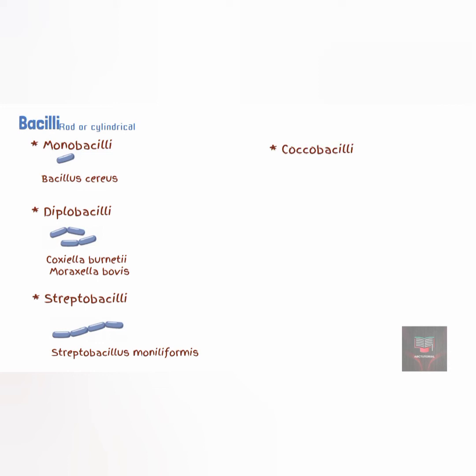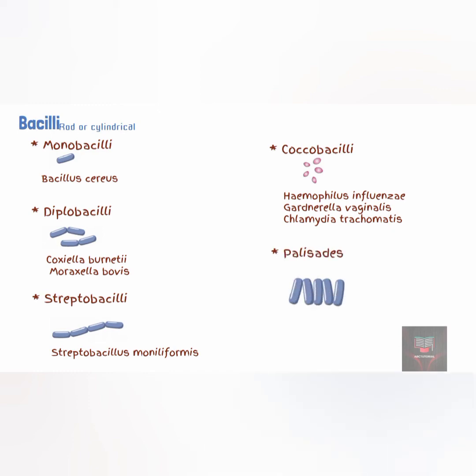Coccobacilli are bacteria that are short and stumpy. They appear ovoid. They look like both coccus and bacillus. Examples include Haemophilus influenzae, Gardnerella vaginalis and Chlamydia trachomatis. Palisades are bacilli that are arranged in a palisade arrangement resembling a picket fence. Examples include Corynebacterium diphtheriae.